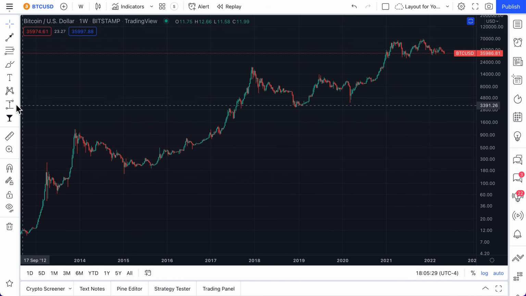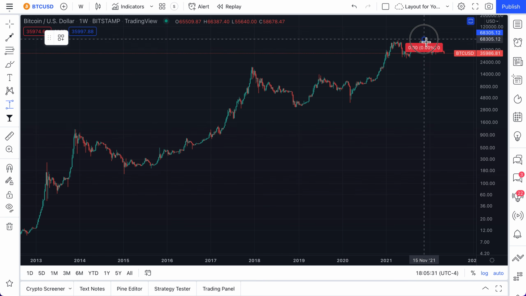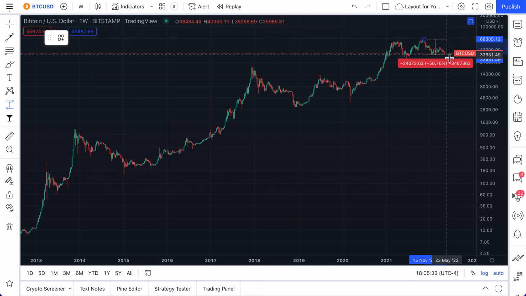Keep in mind, as mentioned, we said that Bitcoin is in a 48%.